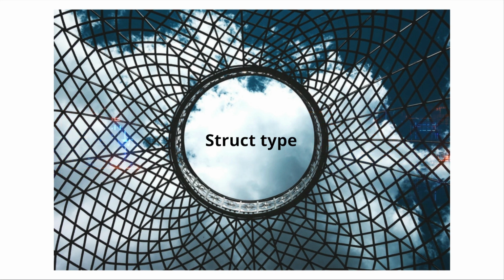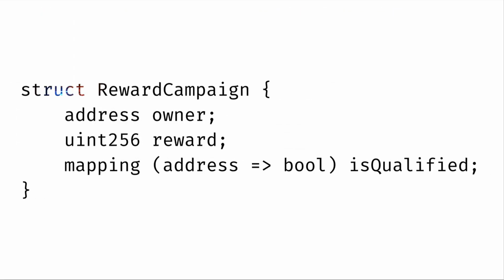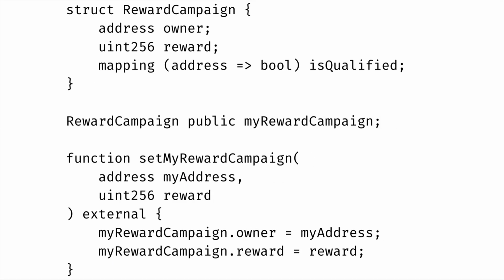Struct types can be used inside mappings and arrays, and they can themselves contain mappings and arrays. So here we have defined a reward campaign. And inside we added an address type, a uint256 type, and even a mapping type is possible. So how would you use such a struct here? So this reward campaign can now be used as its own type, basically.